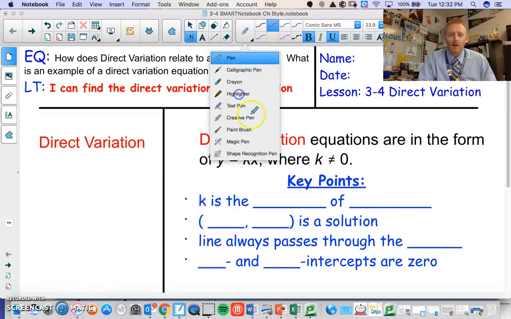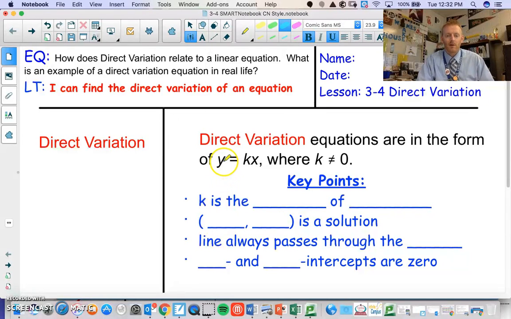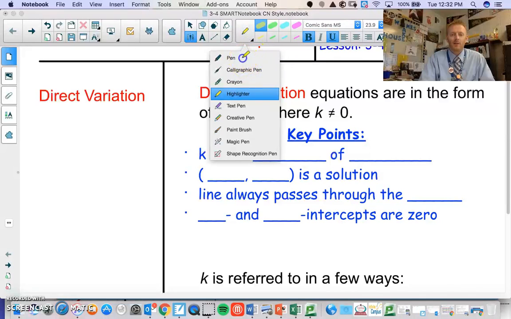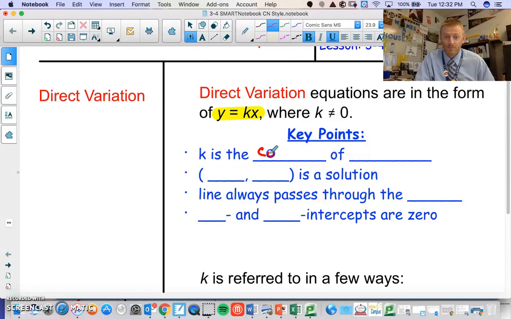So here I have that super important formula. There are some really important parts about this as well. The key point is that k is always going to be something called the constant of variation. So we're going to put that in there, the constant of variation, and this stuff's all in your book too.